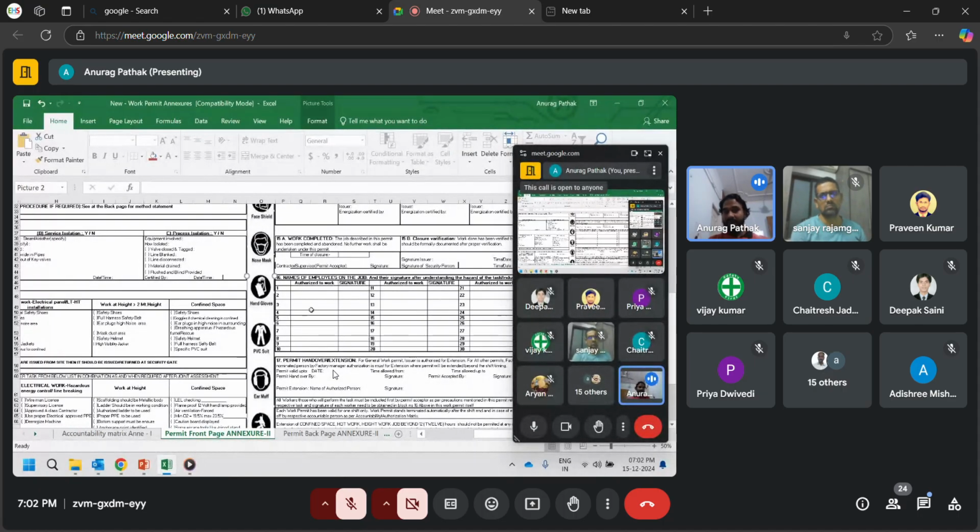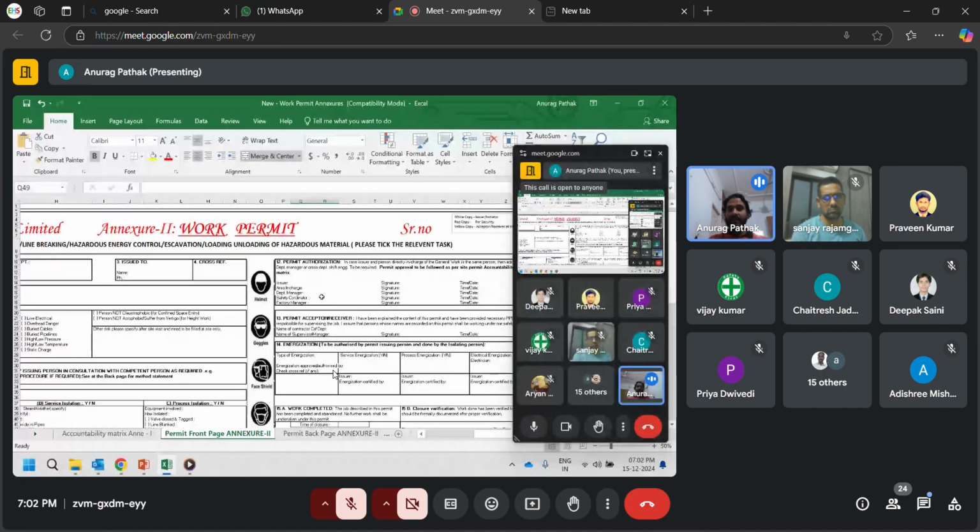Does anyone want to ask anything? Name of the employee performing the job, permit extension or handover side, even permit authorization, issuer, area in charge, deputy manager, safety coordinator, and the factory manager as well. All the persons have to sign before starting the work at the site. Okay?